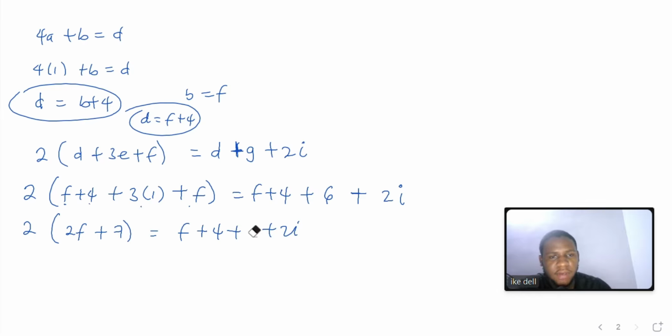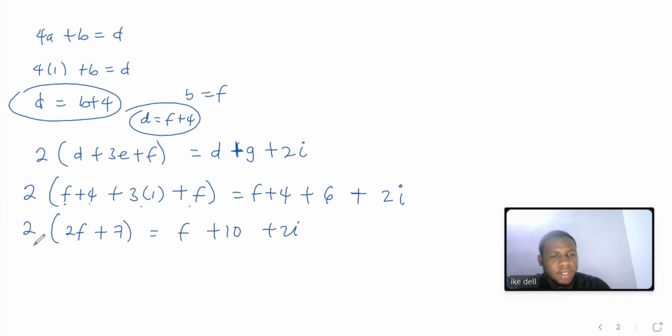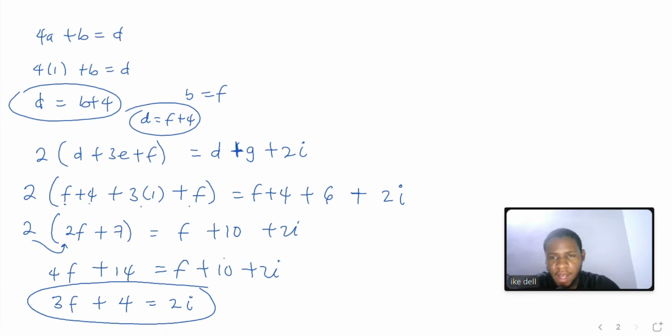I mean 4 plus 6 is 10, right? So f plus 10, and then 2 times 2 is 4f. 2 times 7 is 14, should be f plus 10 plus 2i. Now if you send this f back to here, you're going to have 3f on this side. Then if you bring this 10 back, you have 14 minus 10, which is 4. So this should equal 2i. So this is probably another relationship between f and i. So we'll leave that hanging there.